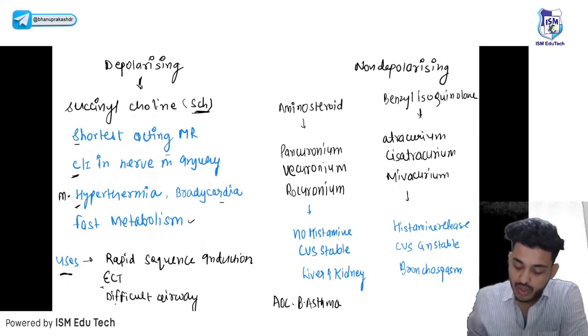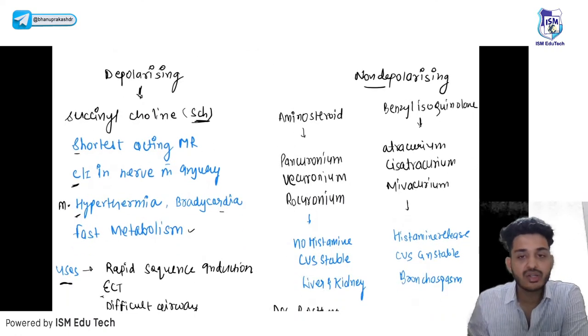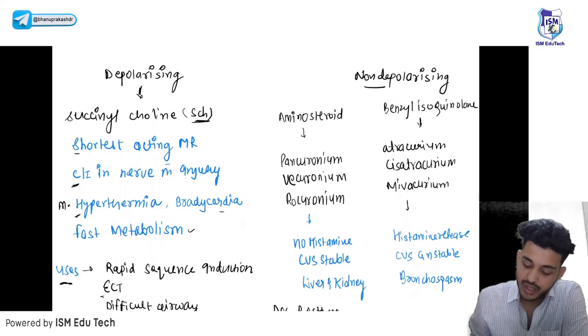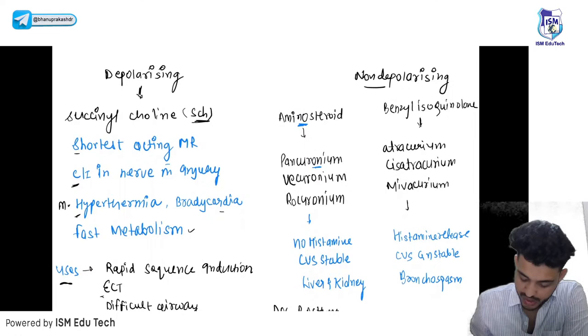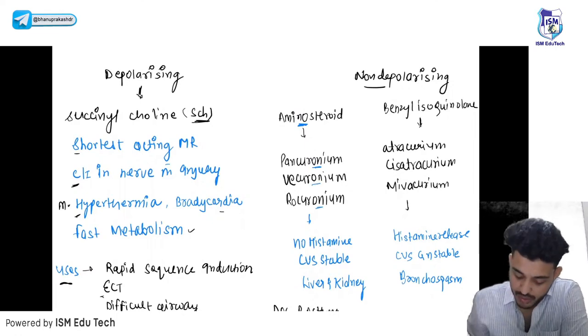In non-depolarizing, we have two classes. The first one is amino steroids, the second one is benzylisoquinolines. You can remember them like this: they must have 'no' in their name. And what is the significance of 'no' here?